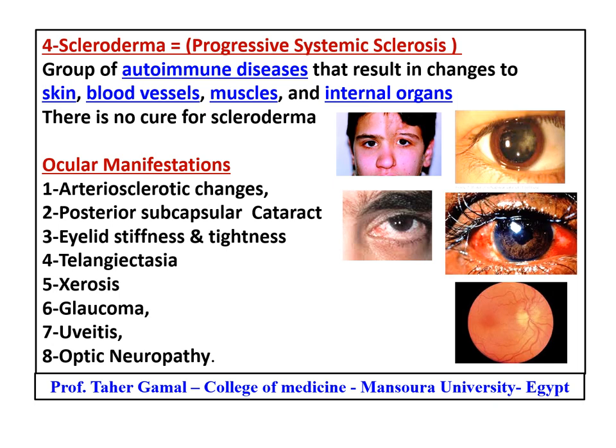The fourth type of collagen disease is scleroderma, or progressive systemic sclerosis. It's a group of autoimmune diseases that result in changes to skin, blood vessels, muscles, and internal organs. There is no cure for scleroderma. The ocular manifestations of scleroderma are arteriosclerotic changes, posterior subcapsular cataract, eyelid stiffness and tightness, telangiectasia, xerosis, glaucoma, uveitis, and optic neuropathy.